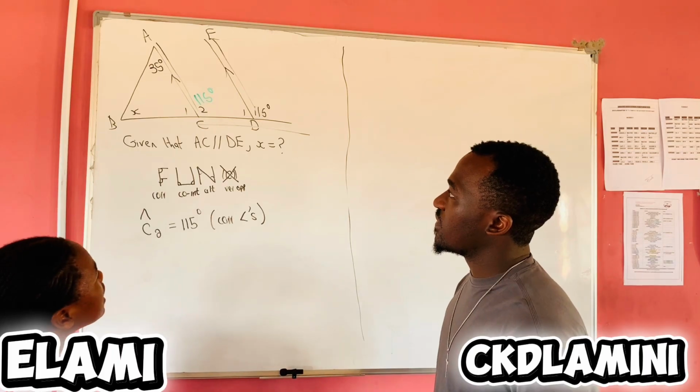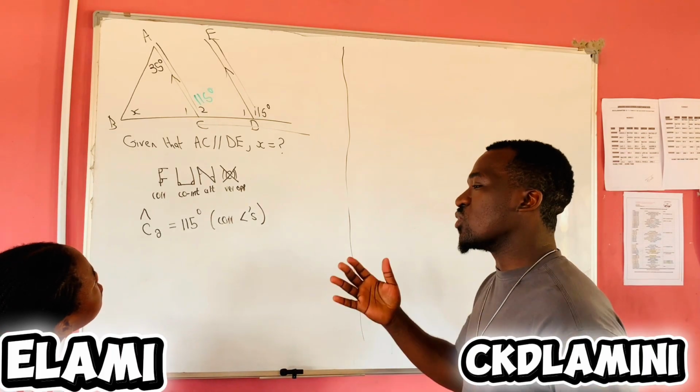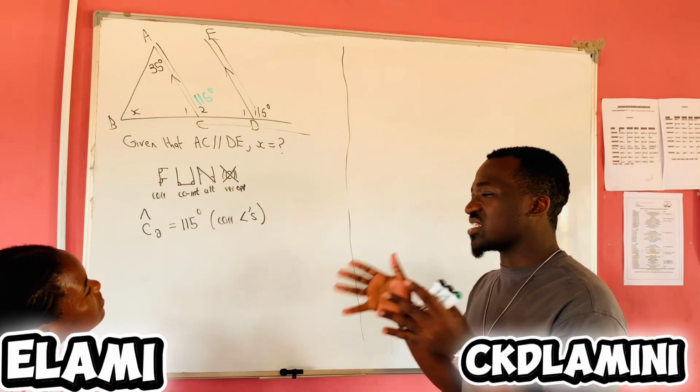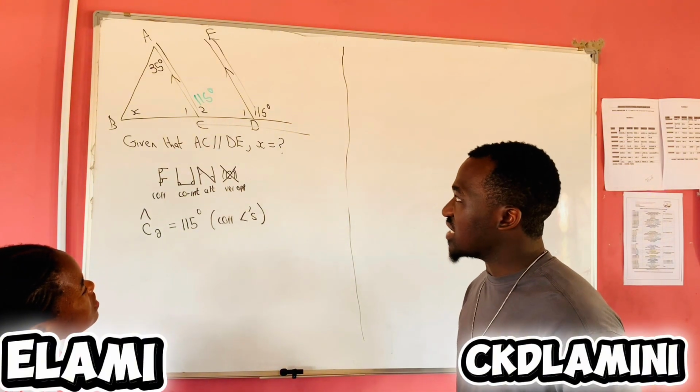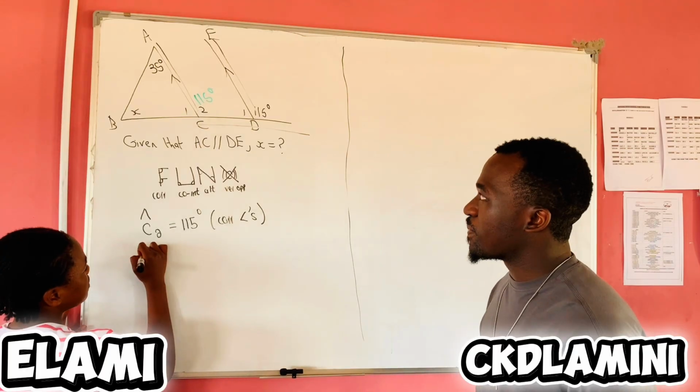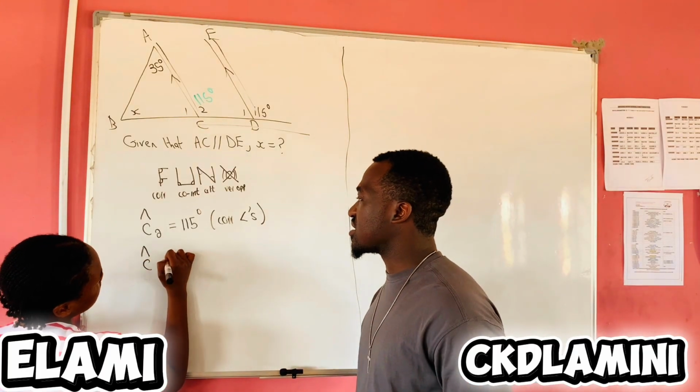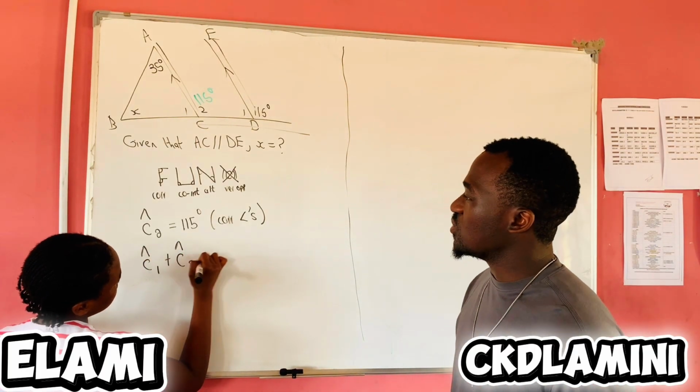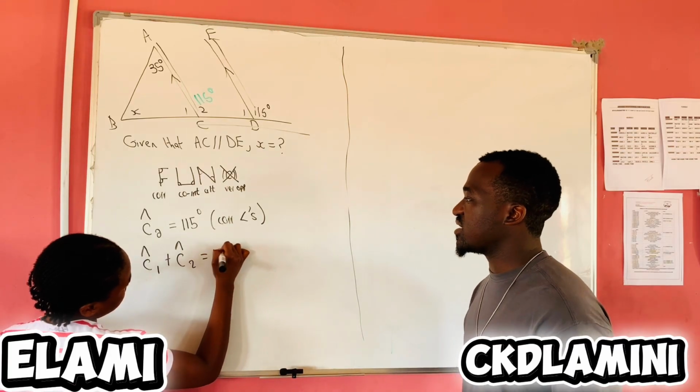They are on a straight line. They are on a straight line, right? So we know that when we are adding two angles in a straight line, they give us what? 180. Can we continue so that we can find angle C2? What is it that we can have now? Angle C1 plus angle C2 equals 180 degrees.